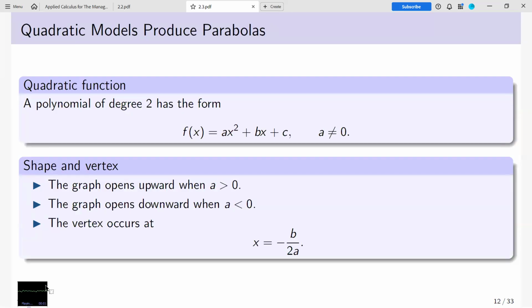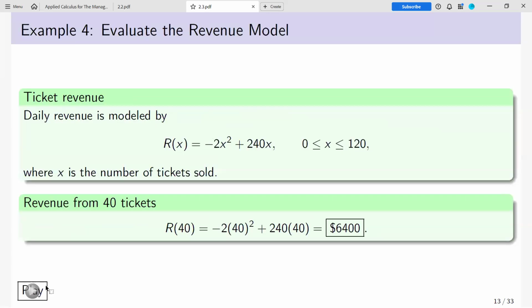The graph of a quadratic is a parabola. The sign of the leading coefficient determines its opening, and the vertex locates its maximum or minimum. Evaluating the quadratic at 40 predicts revenue of $6,400. The input is restricted to the realistic ticket range from 0 to 120.